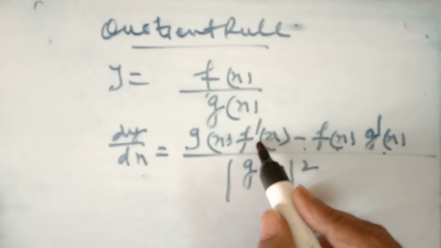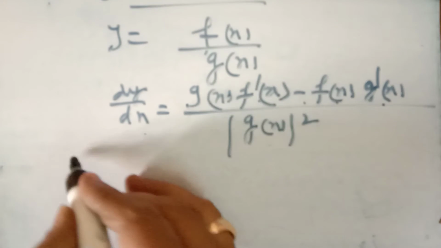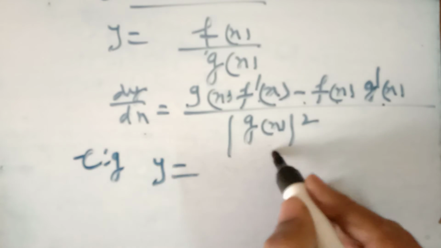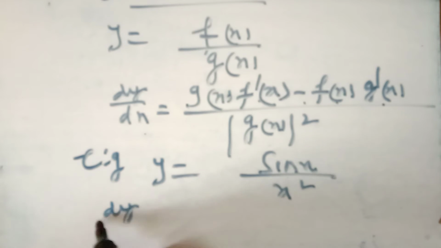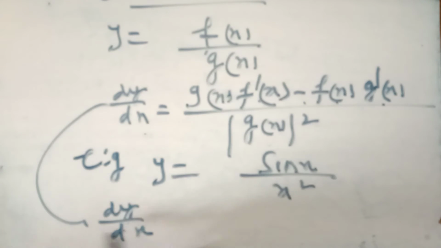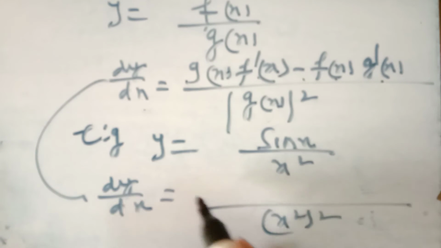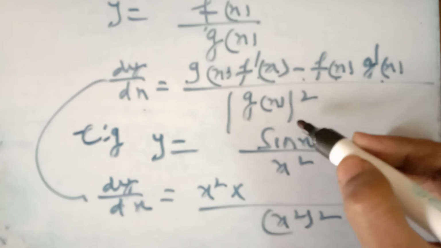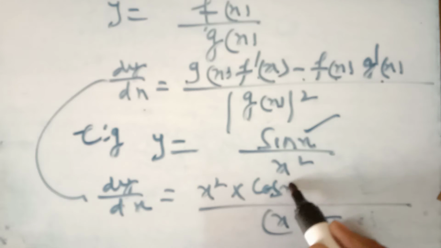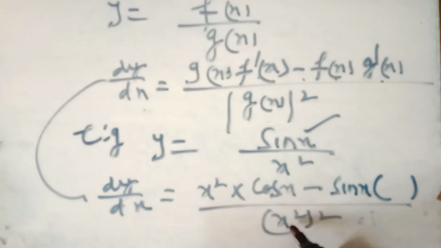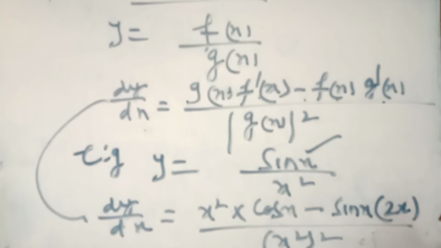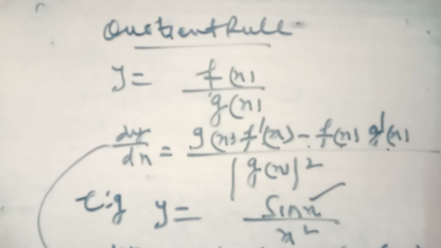First of all, you have to find the derivative of the numerator. For example, suppose we have y is equal to sin x upon x square. यह quotient है, तो क्या फॉर्मूला है इसका d by dx का? Using the square of the denominator, derivative of the numerator, जो sin x का derivative cos x होता है, minus numerator and derivative of the denominator, जो कि x square है, 2x के equal. So this is the quotient rule of the derivative of the two functions, product rule and quotient rule.